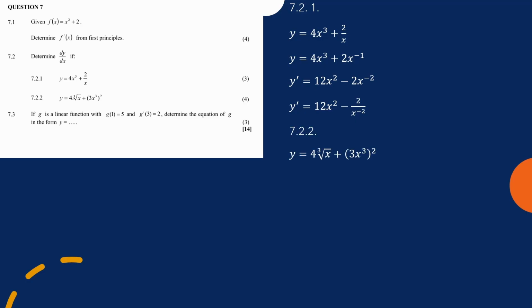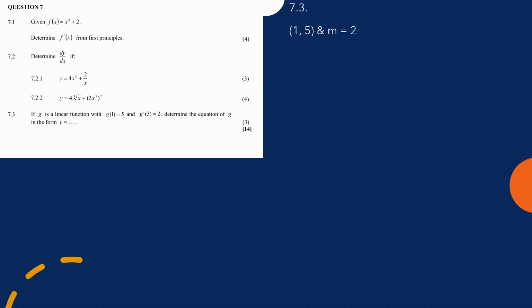Moving on to 7.2.2. Again, that function is not in a friendly form. First, I'm going to simplify it so that I can differentiate it nicely. Doing that, I will have to get rid of the square root and the powers that are multiplying each other out. So first I'm going to say 4x to the power 1 over 3, because that cube root becomes the power of 1 over 3, as you can see. So I'll have 4x to the power 1 over 3 plus 9. And again, the square there will translate into the 3 and into the x cubed, leaving the 3 to be 9 and the x cubed to be x to the power of 6. And now my function is nice and easy. I can differentiate it quite simply, and differentiating it leaves me with y prime is equals to 4 over 3 x to the power negative 2 over 3 plus 54x to the power 5. And I am done with that question.